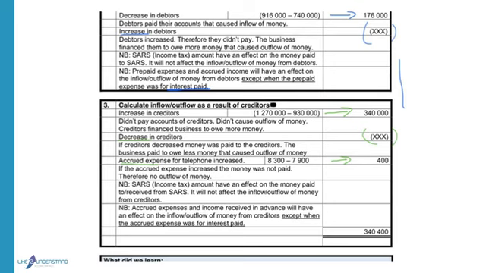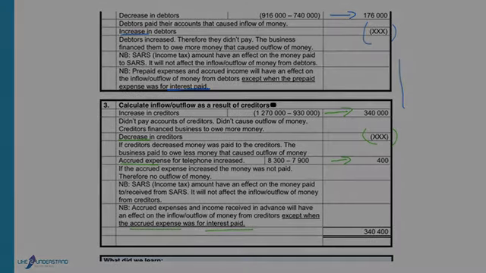and accrued expense and income received in advance in connection with any other income and expense will be taken into account with creditors. But if it is an accrued expense in connection with interest, it will not be taken into account with the creditors.